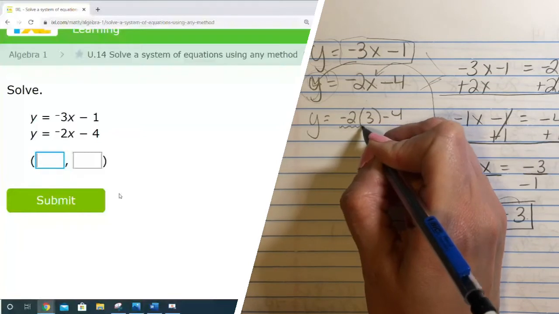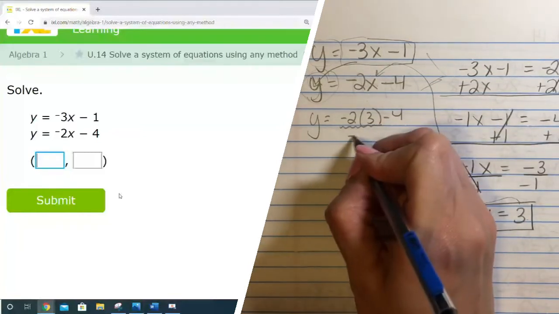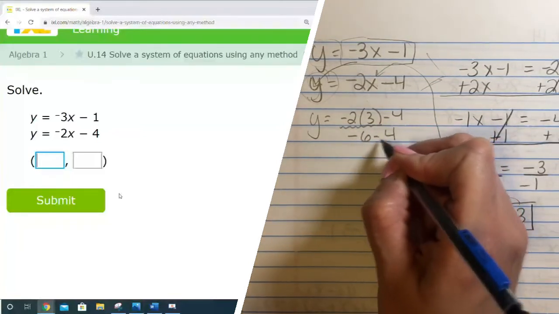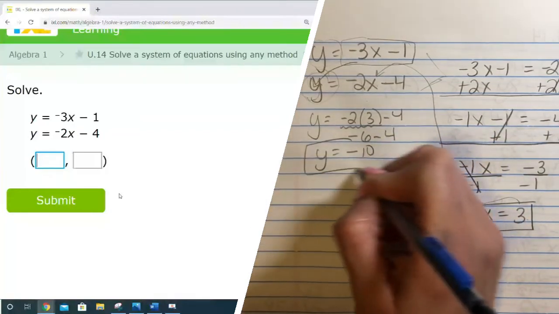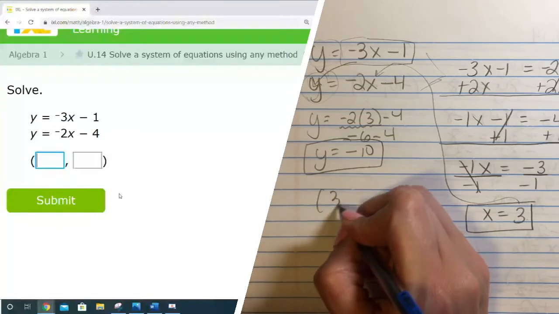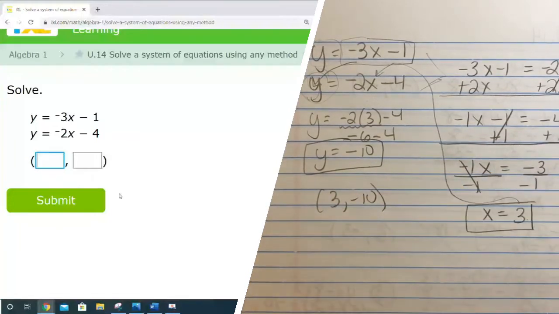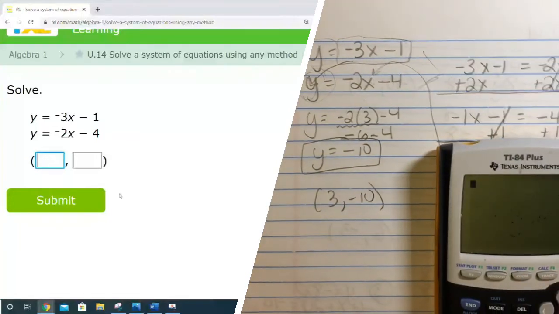So I'm going to do my order of operations, my PEMDAS. I'm going to multiply first, and then I'm going to do my subtraction. So that's what I think my answer is. I'm going to check it before I put that in.